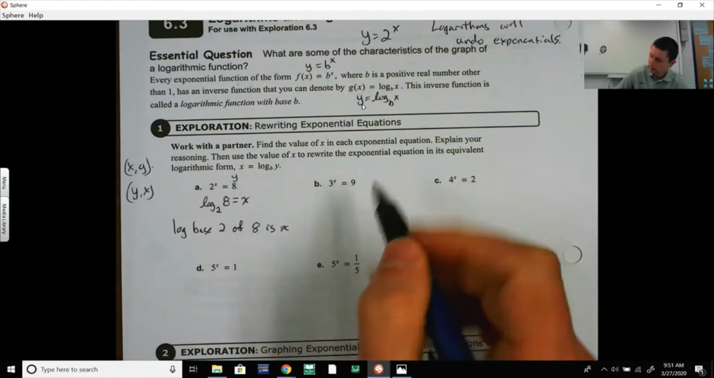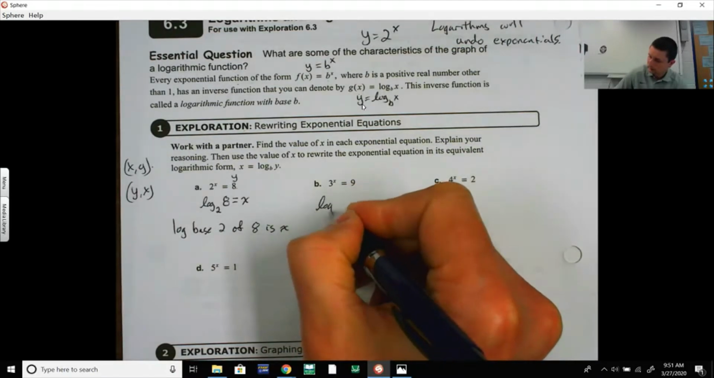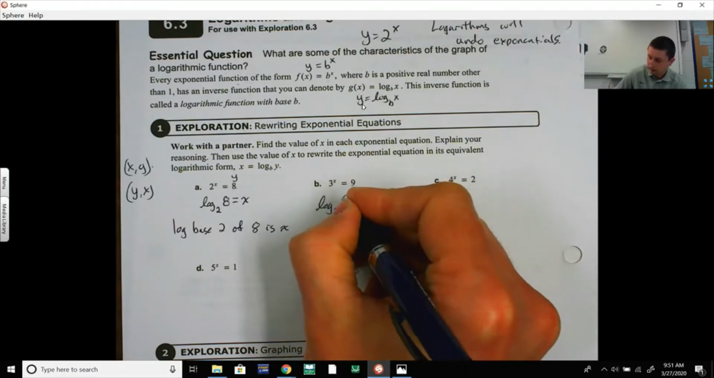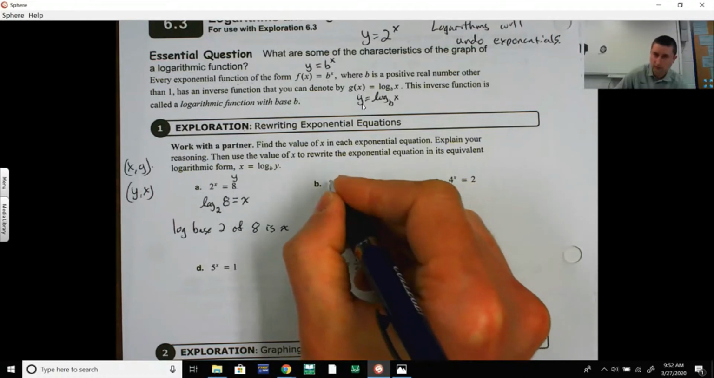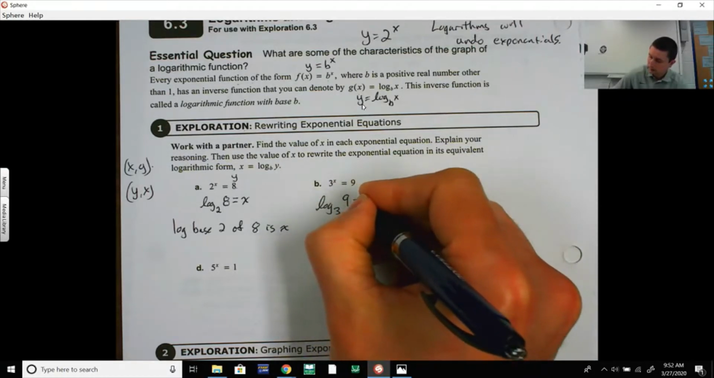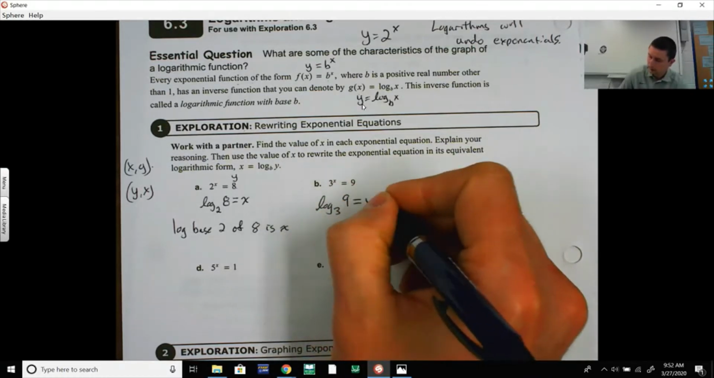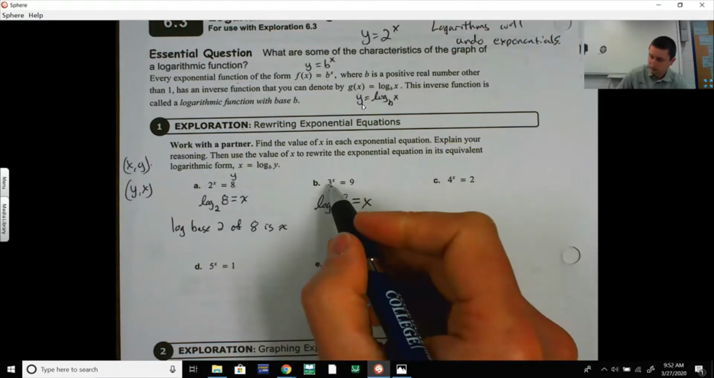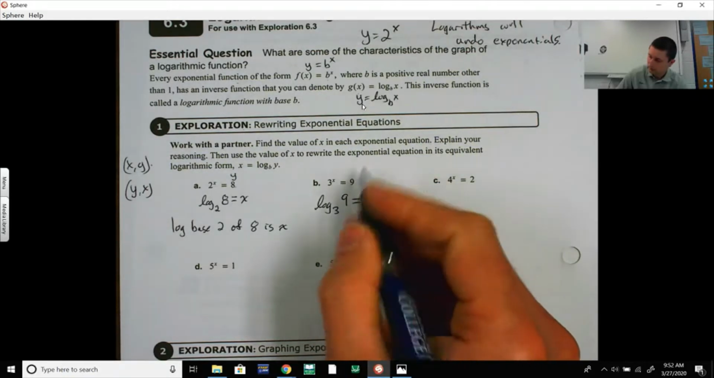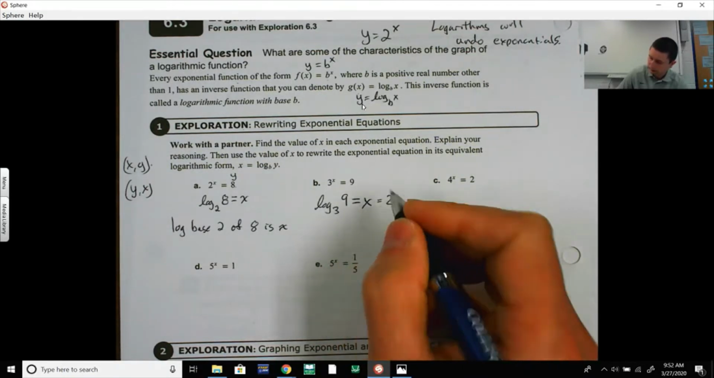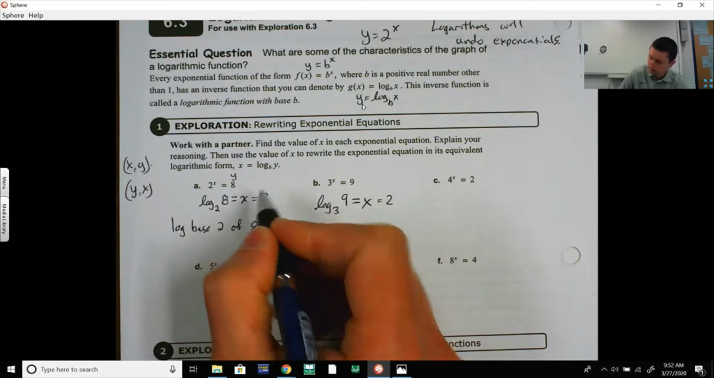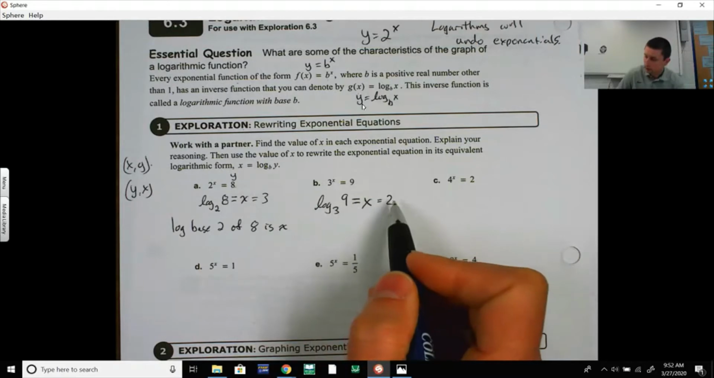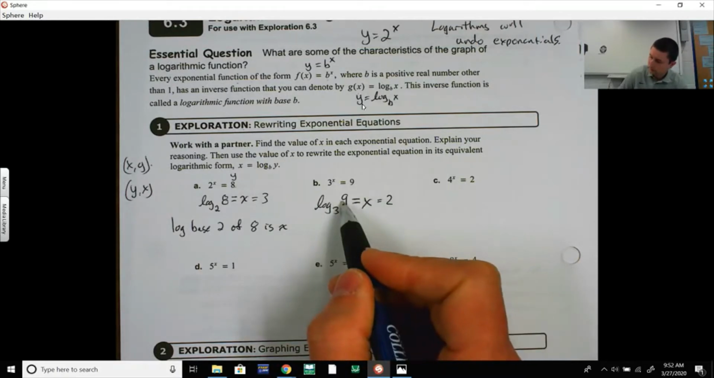Okay, so write these down. This would be log. Our base is 3, of the answer, 9, because remember, the question becomes the answer when you're doing inverses, equals x. So log base 3 of 9 equals x. Okay, you know what that is? So 3 to what power is 9? Well, that would equal 2 in this case. This one would equal 3. So log base 2 of 8 is 3. Log base 3 of 9 is 2 because 3 squared equals 9.